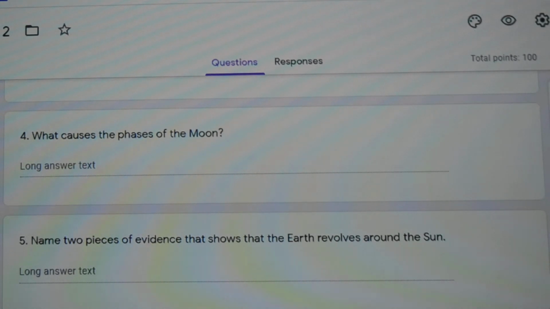Number 5, name 2 pieces of evidence that shows that the Earth revolves around the sun. How do we know that the Earth is revolving around the sun and the sun is not revolving around the Earth? Dig it out of your notes.